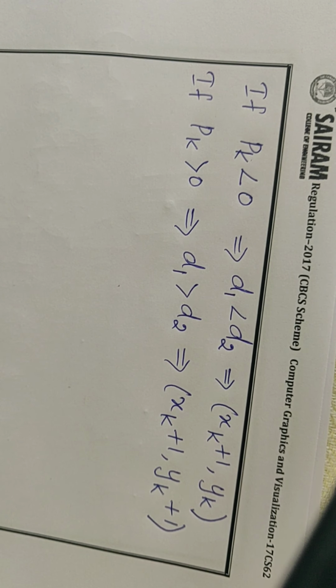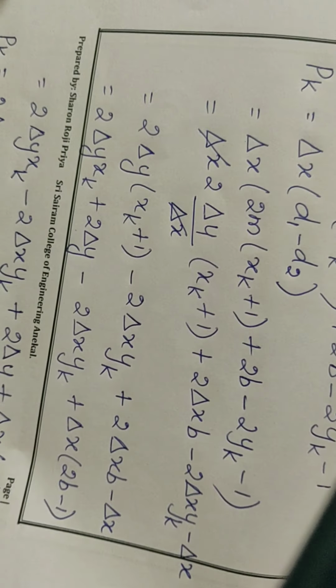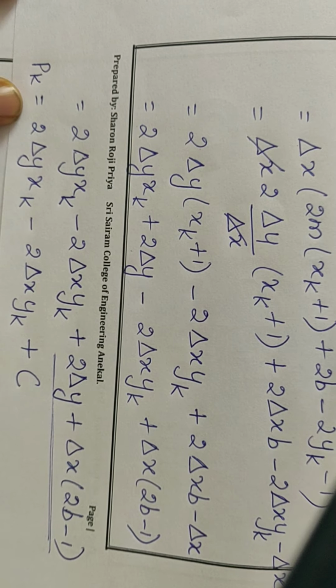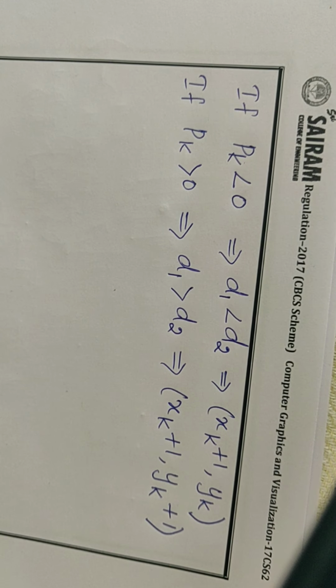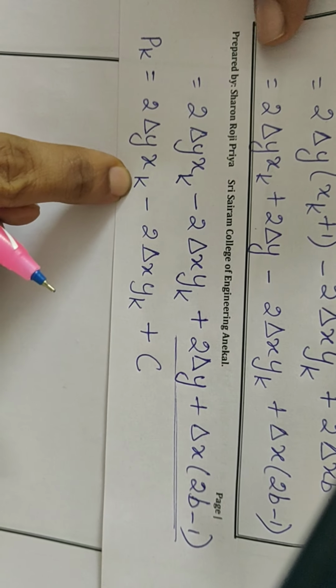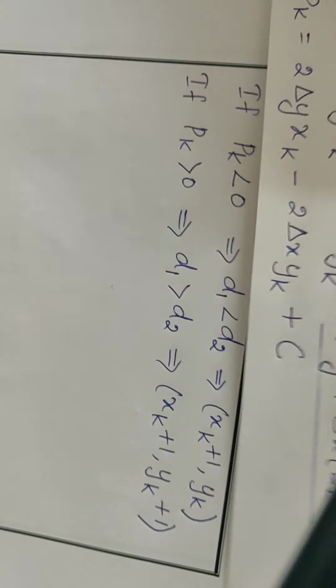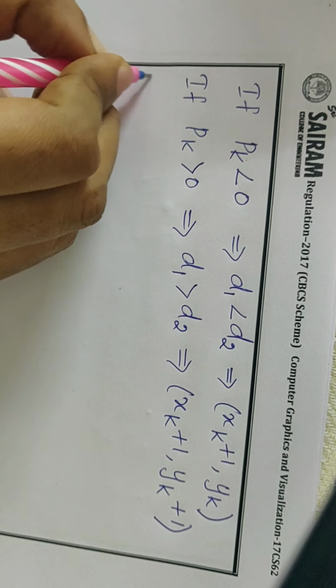Next, I have to find the next decision parameter for the very first starting vertex. Using this pk, what is pk? It is nothing but my decision parameter. I'll find the x and y coordinate value. After finding the next pixel value, what is the next decision parameter? In this pk equation we got, in the place of k, I have to substitute k plus 1.